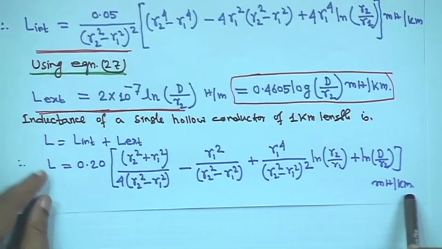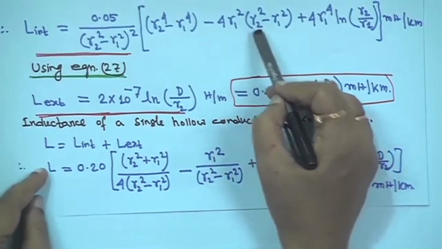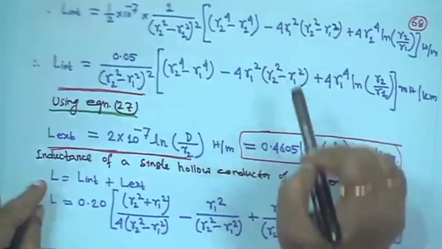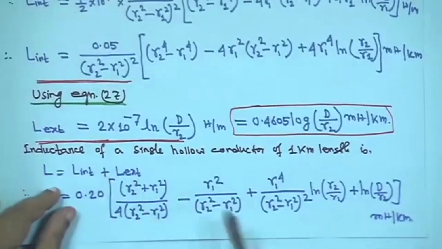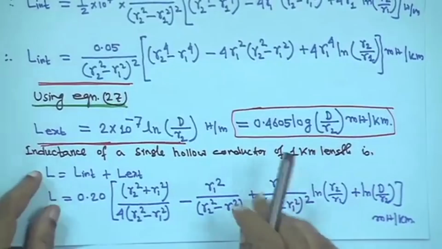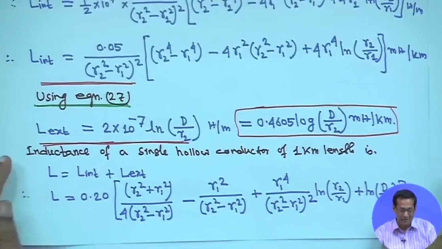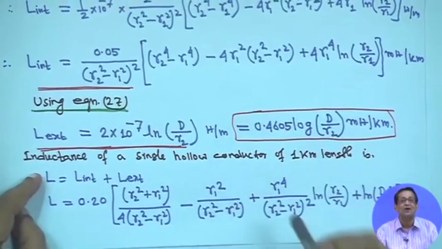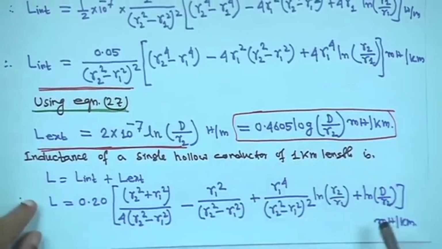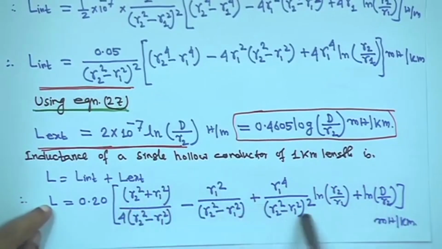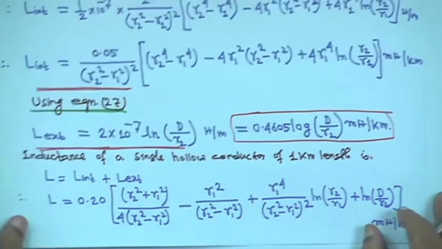So, this is the expression for the internal inductance, and this is the expression for the total inductance of the hollow conductor. When the conductor is hollow, naturally the expression is also totally different, right.